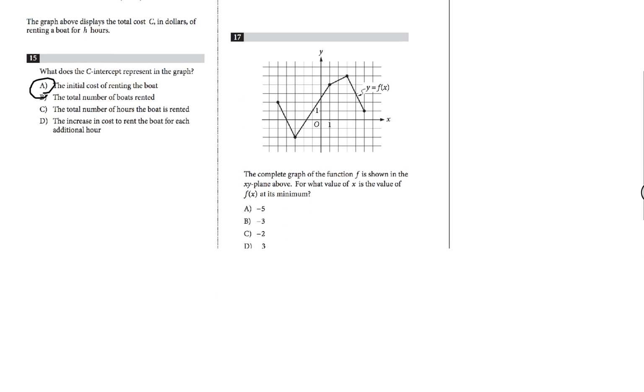One. All right, the next one, the complete graph of the function f is shown in the xy plane above. For what values of x is the value f of x at its minimum? Okay, f of x stands for the function. The number in parentheses stands for the x values crossed here.